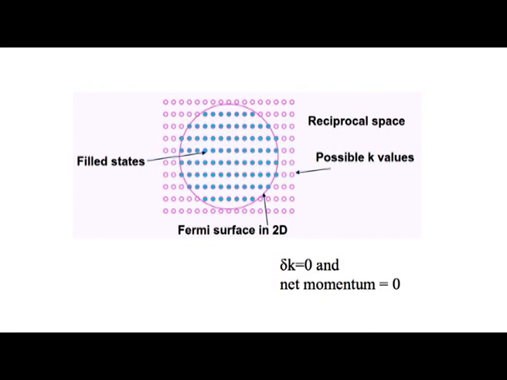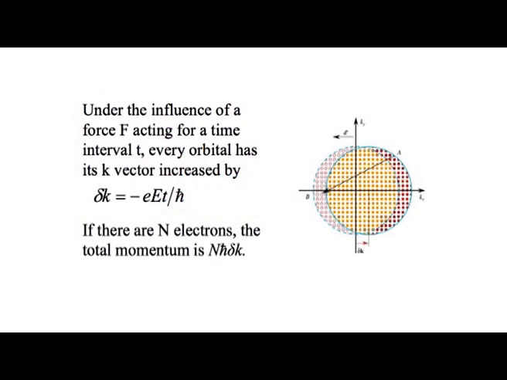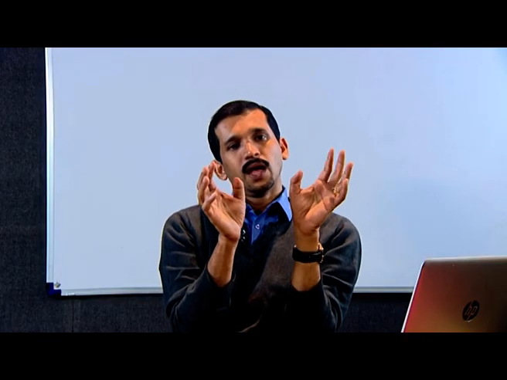Now, what is the situation you need? You need to apply an electric field. So, I apply an electric field, and then the picture gets modified like the one I have shown in the image. The Fermi sphere will slightly move forward. So, if there are N electrons, the total momentum will be Nħ delta k, and the energy would differ simultaneously. So, you applied an electric field and your Fermi sphere started moving.